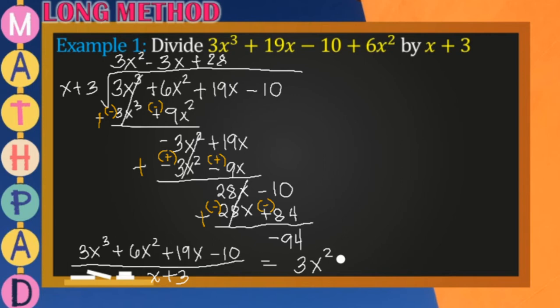Okay? So again, how do we write the quotient? Una, yung ating dividend, di ba? Then yung ating divisor, that is equal to our quotient. Yan. Then plus remainder over the divisor. Okay. Now let us have another example.